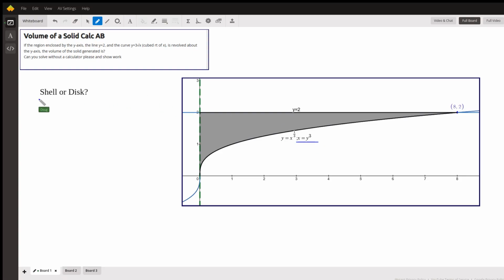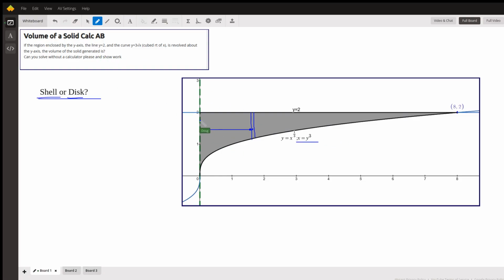The question is, if we're going to revolve that region around this green dashed line, which is the y-axis, do we use the shell method or the disk method? If we use the shell method, there's a typical shell wall, which we're going to revolve around the green dashed line. We would also need the average radius, which is the distance from the axis of revolution to the center of that shell wall.